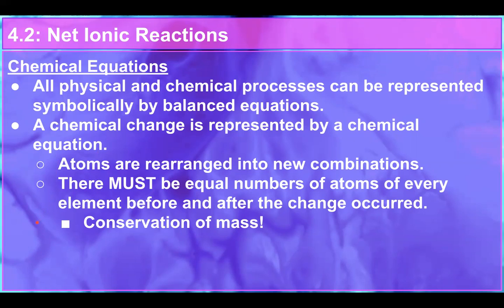So the most important thing here for a chemical reaction is that we are not creating anything, and we are also not destroying anything. So the conservation of mass is super, super important, and making sure that we have balanced both sides is super important. We need to have the same number of atoms on one side as we do on the other.